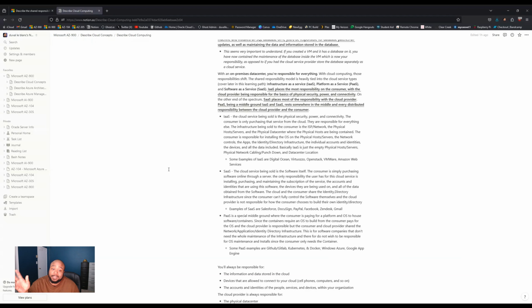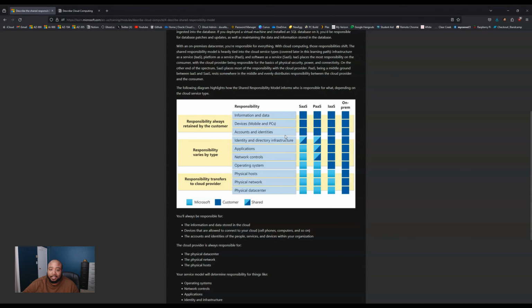And the last one is platform as a service. Platform as a service, PaaS, is a special middle ground where the consumer is paying for a platform and OS to house software containers. Since the containers require an OS to build from, the consumer pays for the OS and the cloud provider is responsible for it, but the consumer and cloud provider share the network and application identity directory infrastructure. So if we go back to this, it shows that for platform as a service, these are blended, they're shared. Both the consumer and the service provider are responsible for identity and directory infrastructure, applications, and network controls.